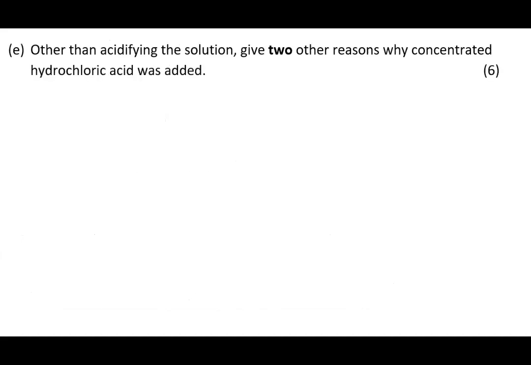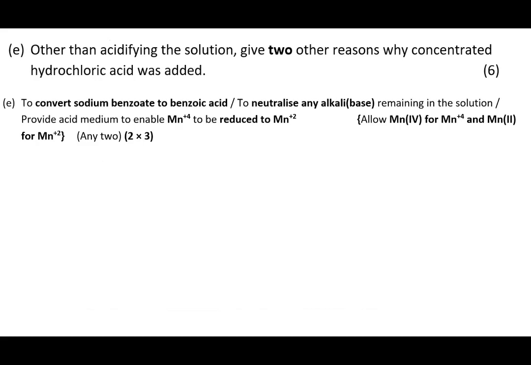Other than acidifying the solution, give 2 reasons why concentrated hydrochloric acid was used. So first of all, to convert, or change, or whatever word is equivalent to convert. Again, if you're unsure, just send me an email about any of these answers, not just that one in particular. So sodium benzoate to benzoic acid. Secondly, to neutralize any alkali or base, if you name it, to neutralize the sodium carbonate remaining in the solution. And thirdly, to provide an acidic medium to enable Mn4+ to be reduced to Mn2+. So if you just mention Mn4+ going to Mn2+, that's fine there. So 2 of those for 3 marks each get you the 6 marks there.